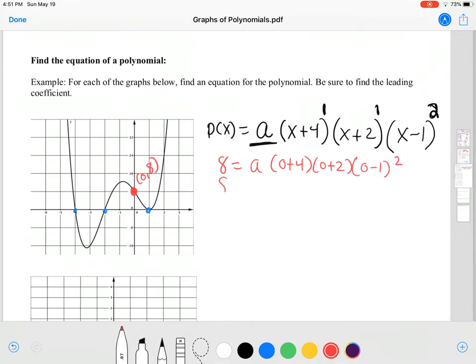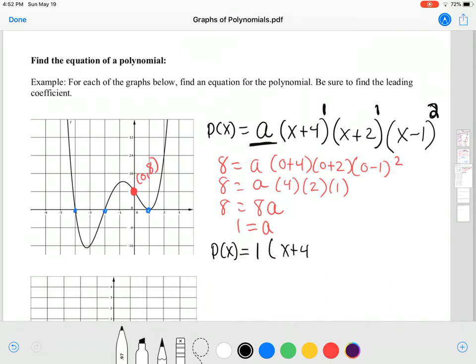Okay, so when I do this, I have 0 plus 4 is 4, 0 plus 2 is 2, 0 minus 1 is -1, and -1 squared is 1. So I have 4 times 2 times 1, so that gives me 8a, which means a has to be 1. So my final answer for this would be p of x is equal to 1, which is my leading coefficient, times x plus 4 times x plus 2 times x minus 1 squared.